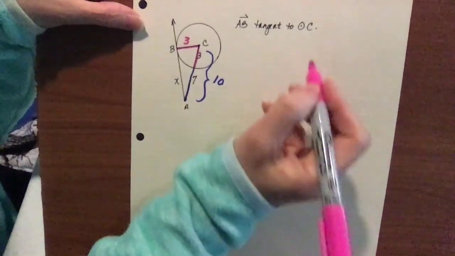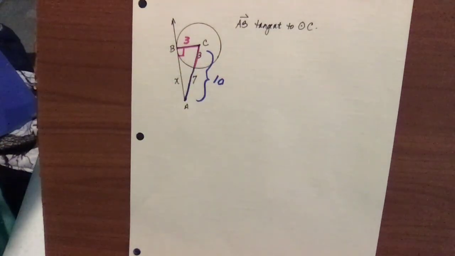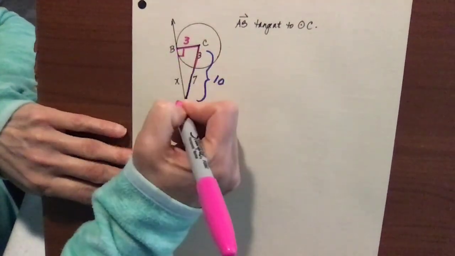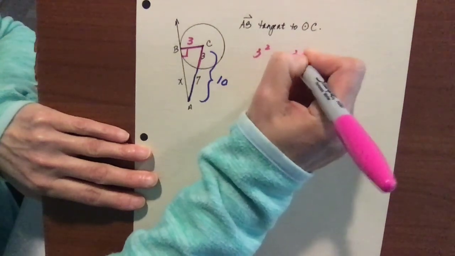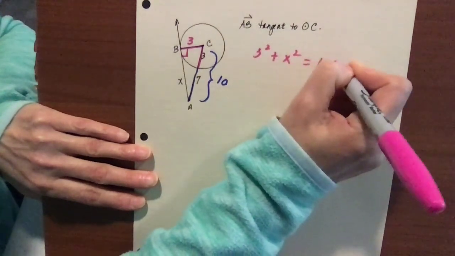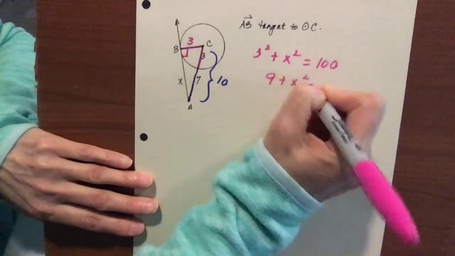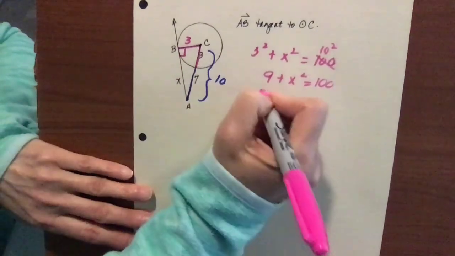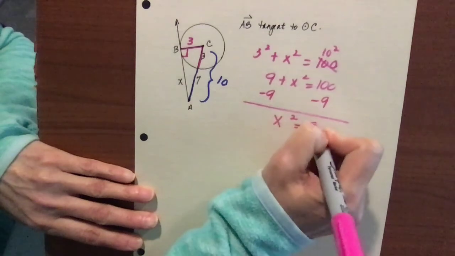So we're going to take the fact that our radius and our tangent make a 90-degree angle. So this 10 is our hypotenuse. 3 and x are the legs. So 3 squared plus x squared equals 10 squared, so 100. I'll make that 10 squared in case anybody gets freaked. 9 plus x squared equals 100. Minus 9, so x squared equals 91.